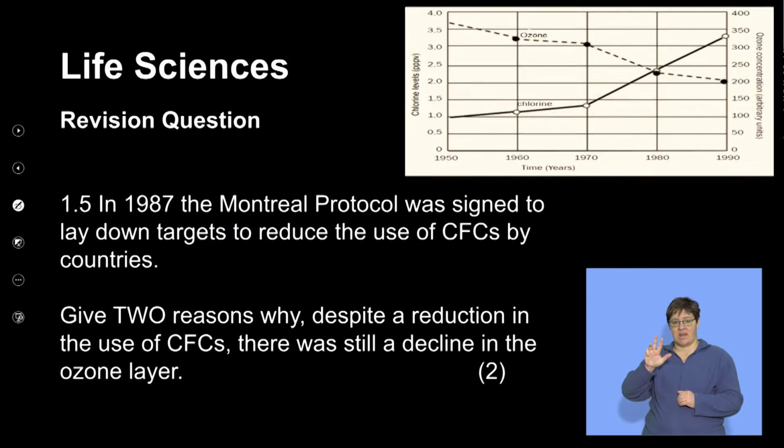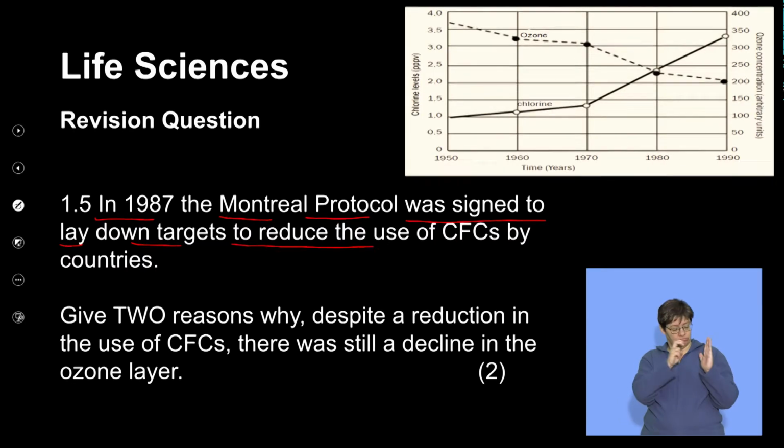Let's move on to the next question. In 1987, the Montreal Protocol was signed to lay down targets to reduce the use of CFCs by countries.